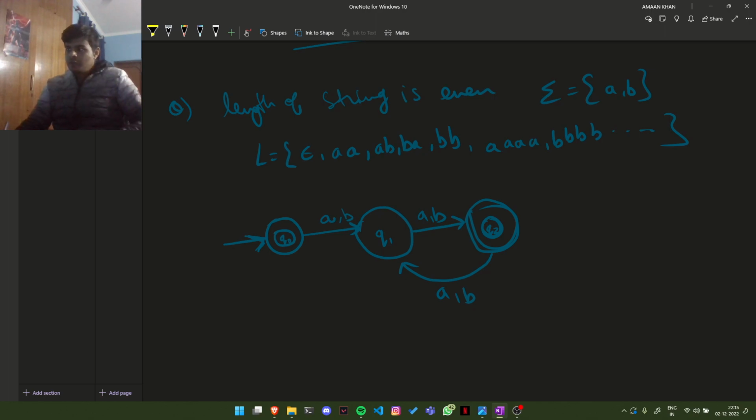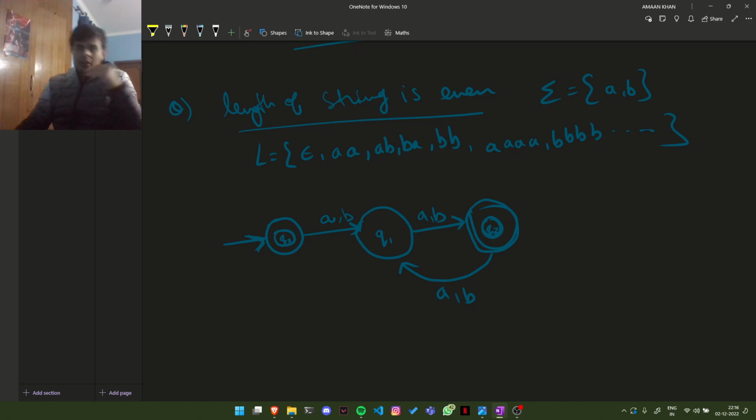One length strings are not accepted, since when a or b is given, it goes to q1, which is not a final state. As soon as another a or b is given, it goes to a final state, where the length is 2. Length 3 comes back, q1, not final. Length 4 goes back to q2, final state. Again, the cycle repeats itself. So this is a possible solution for the given question, length of string is even.